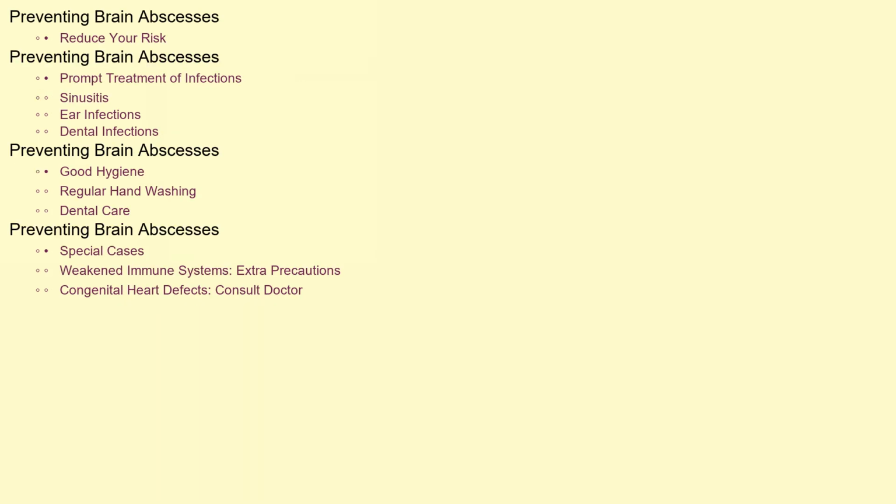While it's not always possible to prevent a brain abscess, there are steps you can take to reduce your risk. Prompt treatment of infections, such as sinusitis, ear infections, and dental infections, is crucial. Practicing good hygiene, including regular hand washing and dental care, can also help prevent infections from spreading. Individuals with weakened immune systems should take extra precautions to avoid infections. If you have a congenital heart defect, talk to your doctor about the risks and preventive measures.